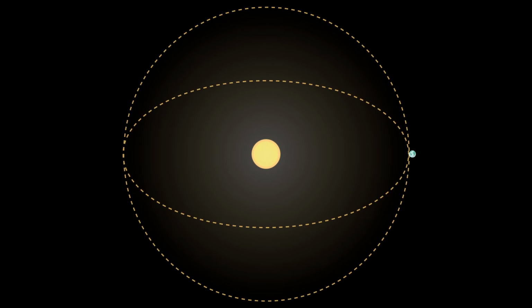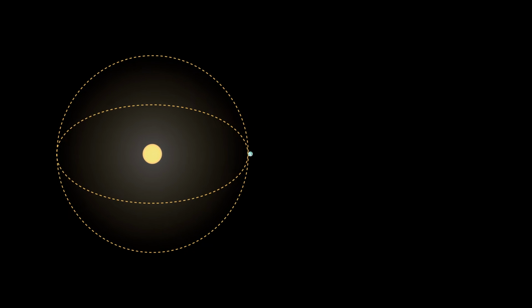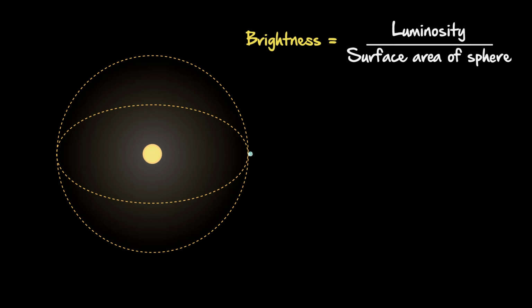To understand this relationship, visualise a star surrounded by an imaginary sphere. The star gives off energy uniformly in all directions, which penetrates the whole surface of the sphere. So the brightness can be expressed as luminosity divided by the surface area of the sphere. Since the surface area of a sphere is 4 pi r squared, brightness equals luminosity divided by 4 pi r squared. So this relationship describes how the brightness of a star at distance r from an observer depends on both the luminosity and distance of the star. Note that brightness is inversely proportional to the square of the distance, which corresponds to the inverse square law.